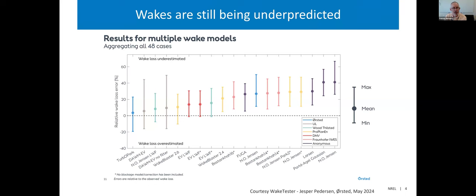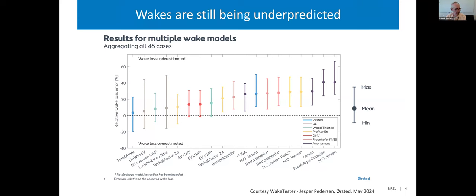So fast forward to about 5 years later, we see that wake predictions have gotten better, but they are still an issue. This is a slide that I borrowed from Ørsted. And it shows a lot of different industry models that have been used in this wake model benchmarking exercise that Ørsted is running. It's called Wake Tester. And I believe they run this test every year.